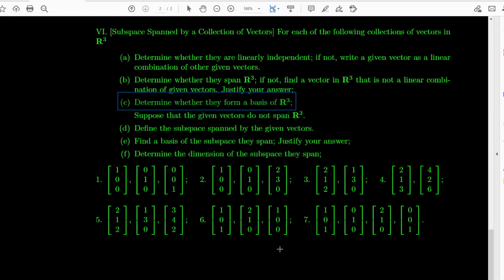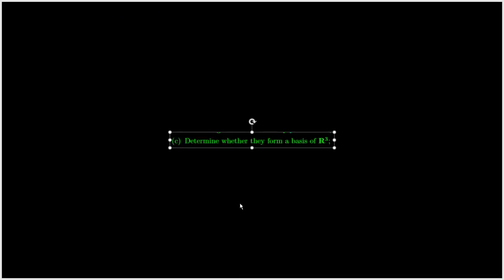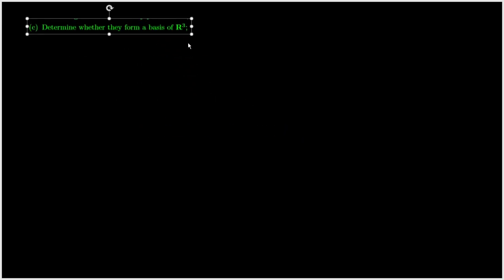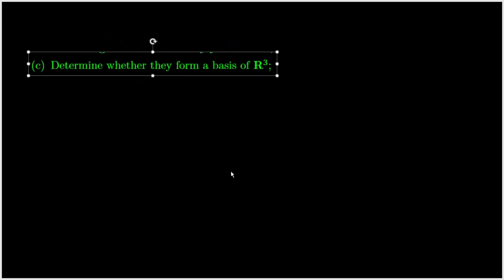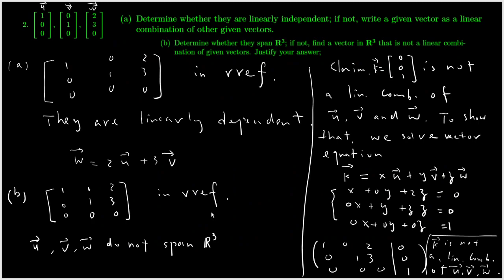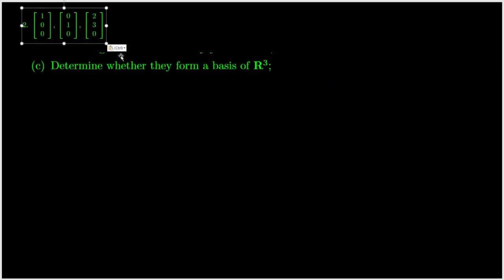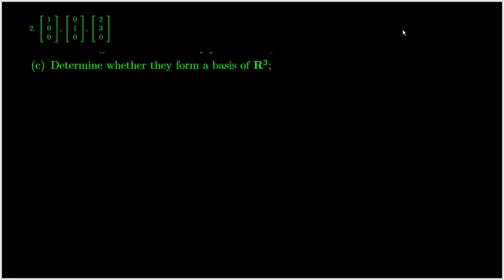In question 3, we're trying to determine, do they form a basis of R3? Remember the context. Do they form a basis of R3? I'm going to copy the question to the slide as well. I mean the 3 vectors. Again, the first vector is denoted by u, the second one is v, the third one is w.